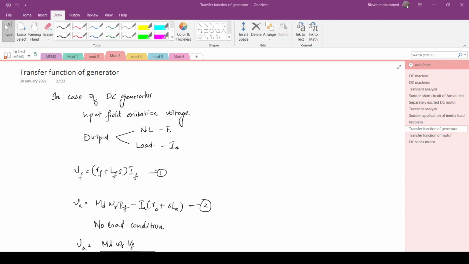Good morning all. In today's class we are discussing how to develop a transfer function of a generator. So, a DC generator which is separately excited. Okay, so there are a few cases.